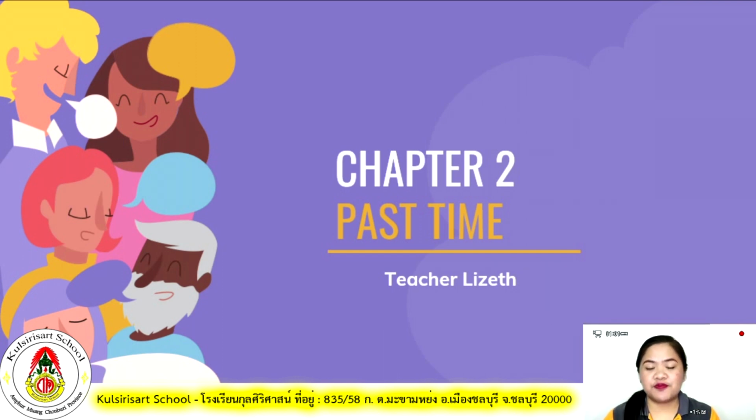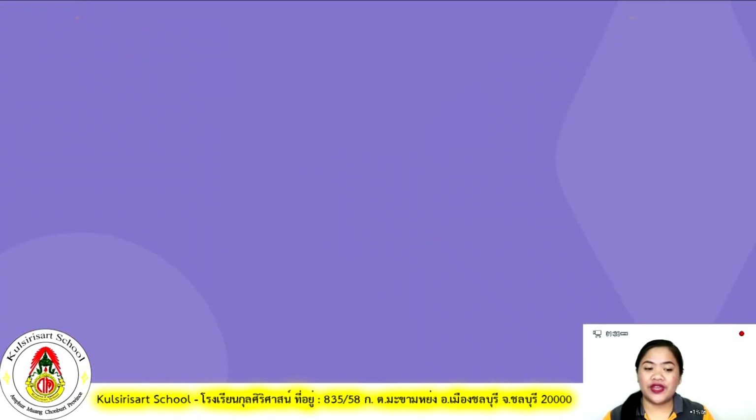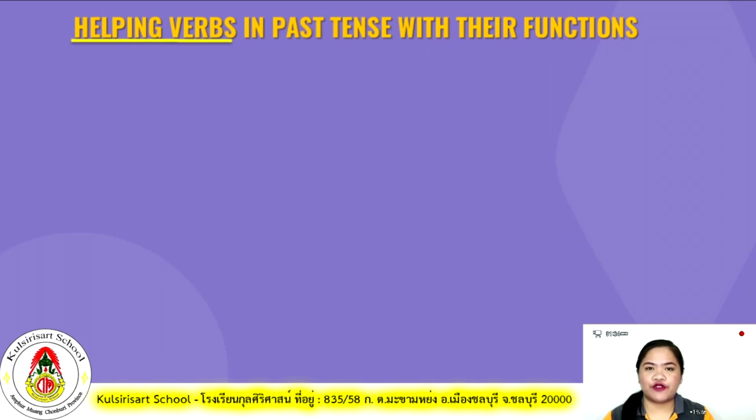So now, let's proceed to our topic for today. Our topic for today is chapter 2 of your book, which is about past time. Before we proceed, what is past time? There are some words that may help us to make sentences in the past time. Let's move on. We have these helping verbs in past tense with their function.